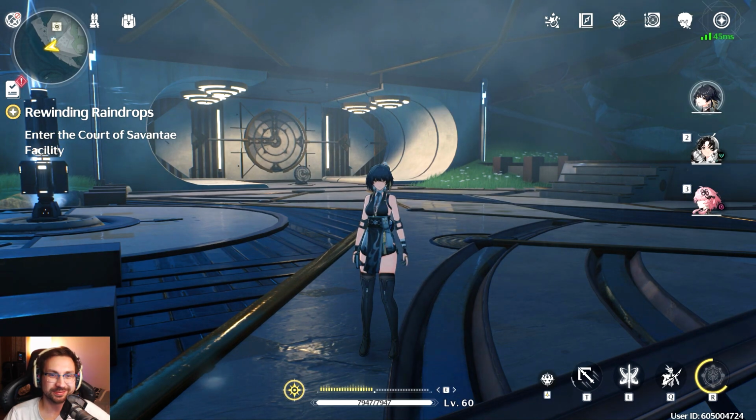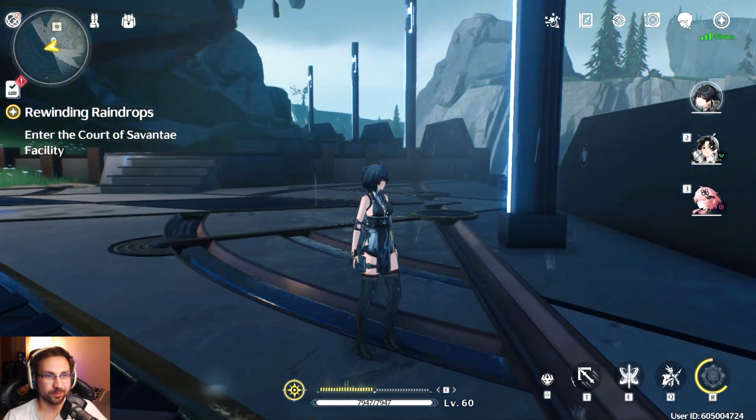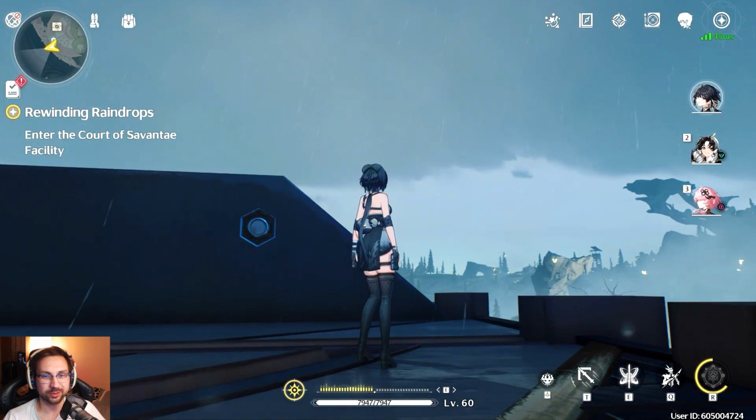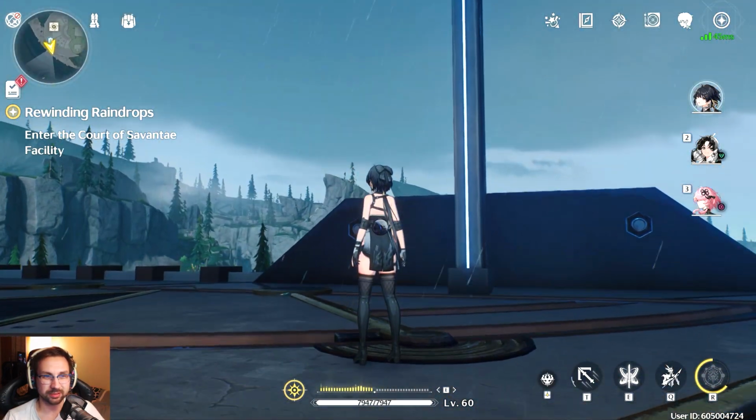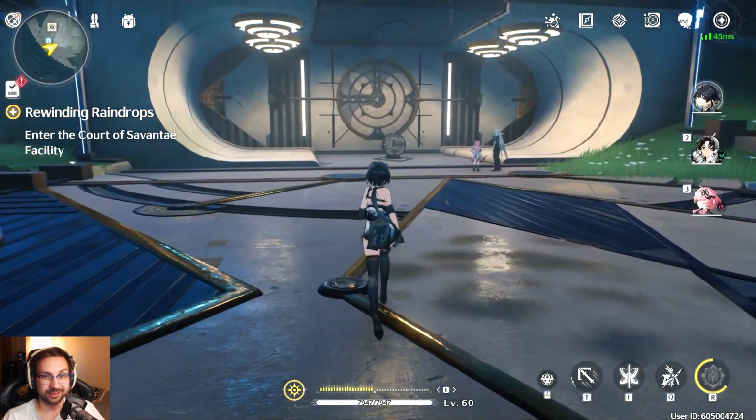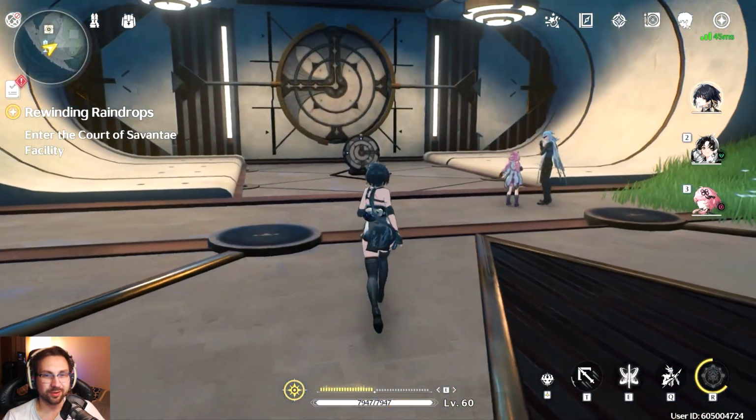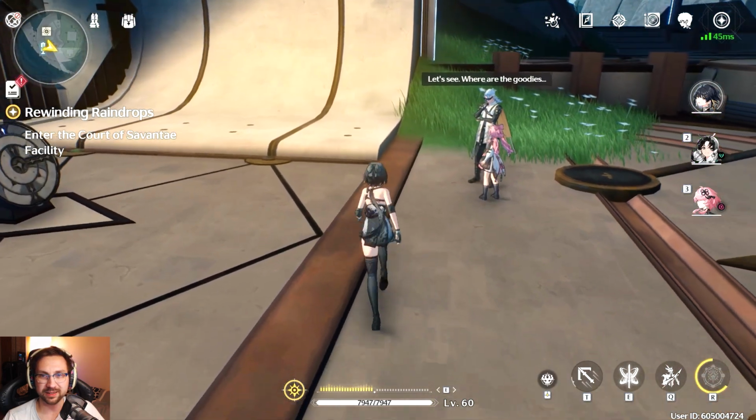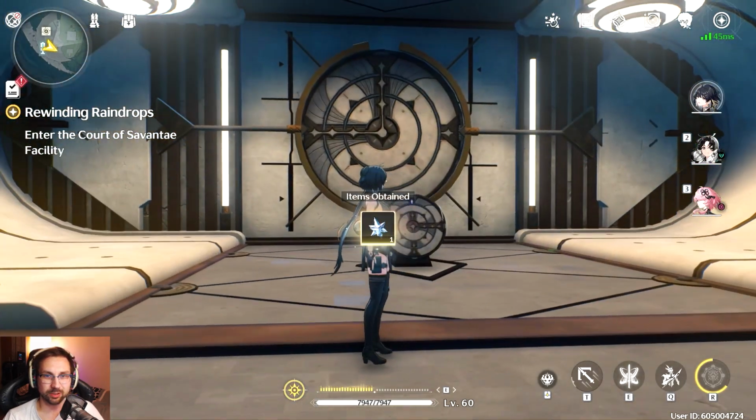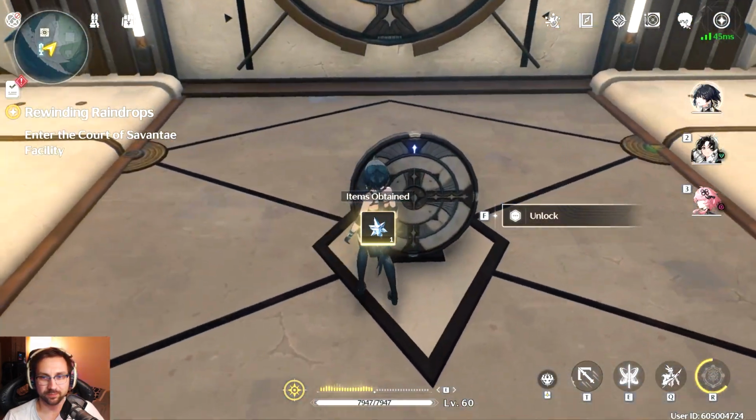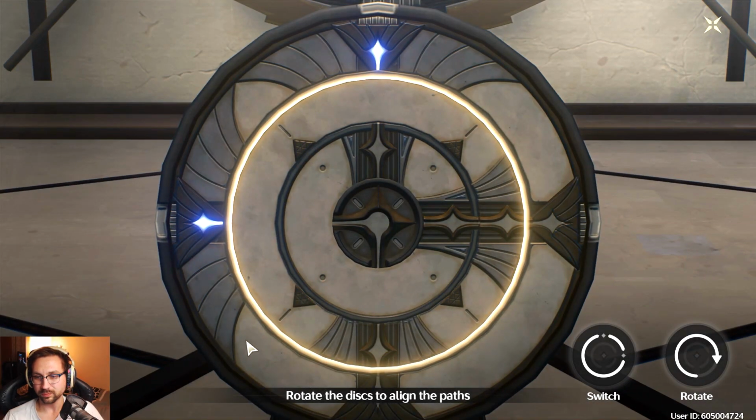We continue on the Wuthering Waves, reminding raindrops. Well, now it's raining normally, so I don't know what's up with the raindrops. But for now, they say enter the court of Shavante facility. Alright, use the spinning device to connect pathways to complete the... well, obviously. Okay, so unlock.